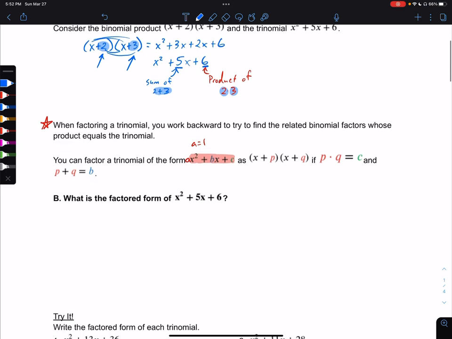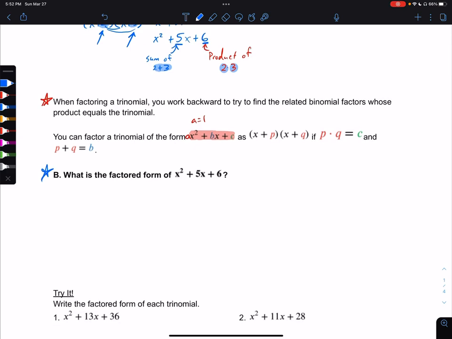So what is the factored form? Now, part B down here. What is the factored form of x squared plus 5x plus 6? What we're going to do is use something called a factor sum chart. So you're going to find the factors of 6, and that 6 is coming from here, that have a sum of 5. And that 5 is from here. So we want factors of 6 that have a sum of 5.